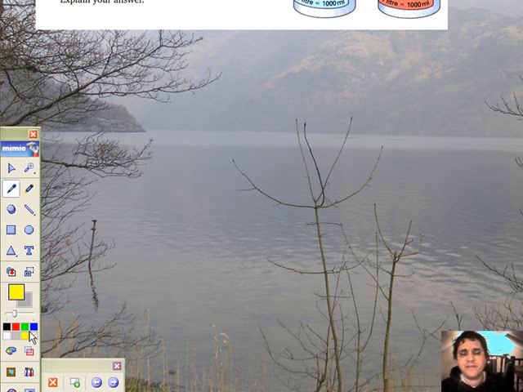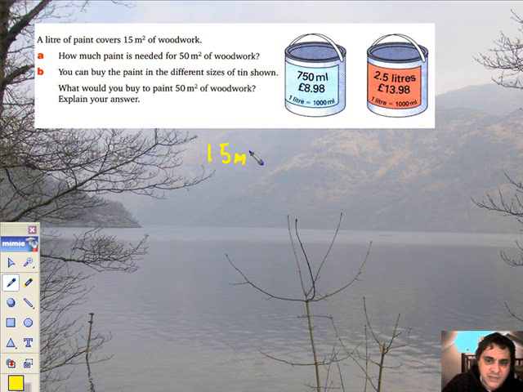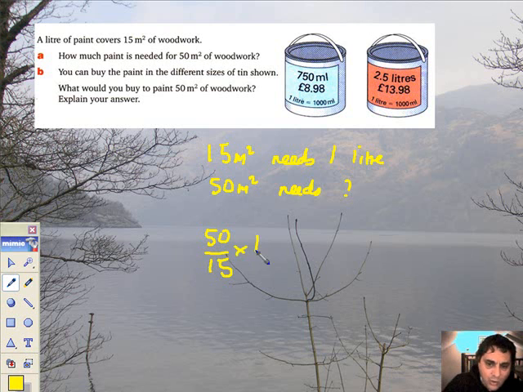A litre of paint covers 15 metre squares of woodwork. We're going to paint some wood somewhere. How much paint is needed for 50 metres squared? Well, let me set up the problem. I've got 15 metres square of wood needs 1 litre, and 50 metre squares needs, I don't know yet. Okay, here we go. I go 50 over 15. I want this fraction of 1.